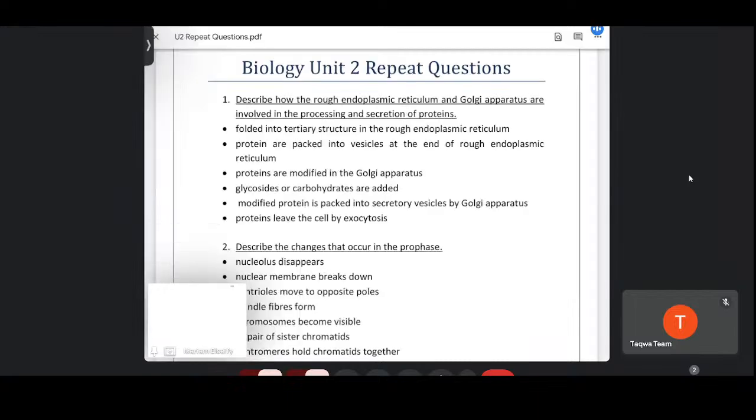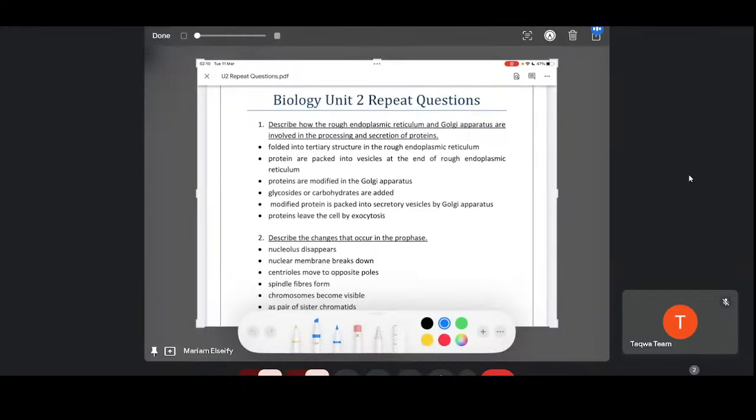Starting with the first question, it's one of the most important and repetitive questions ever. Here, they tell you: describe how the rough endoplasmic reticulum and Golgi apparatus are involved in the processing and secretion of proteins. This question might come in another way. They might ask, are the rough endoplasmic reticulum and Golgi apparatus involved in processing and secretion of proteins? It might be an MCQ question: what is the rough endoplasmic reticulum and Golgi apparatus involved in? So you need to say secretion and processing of proteins.